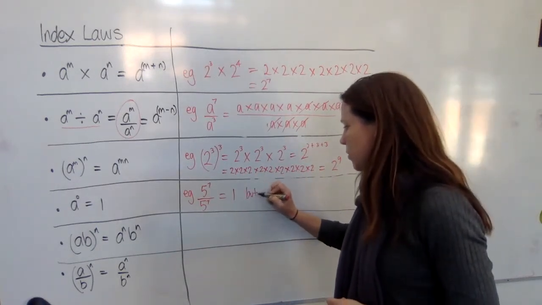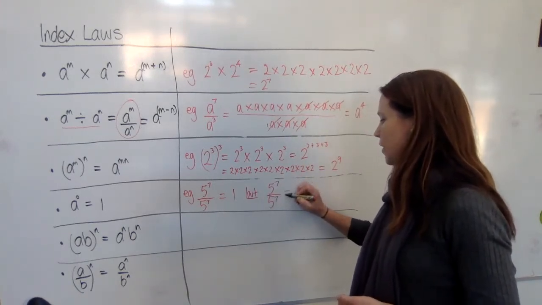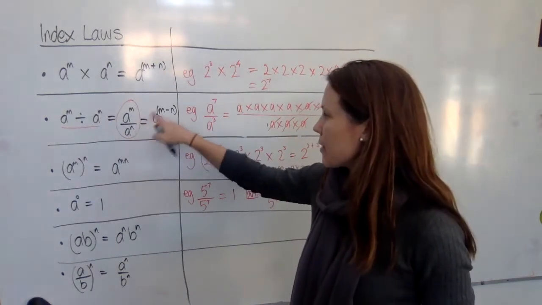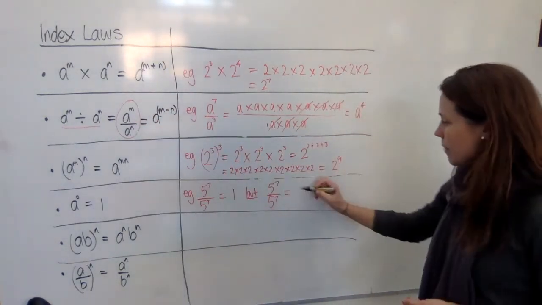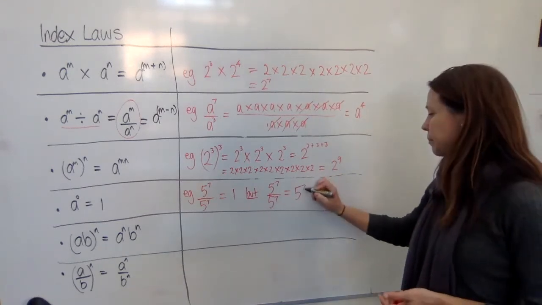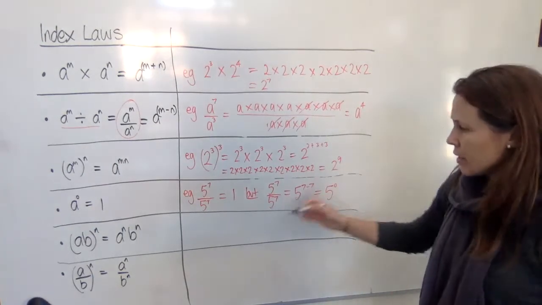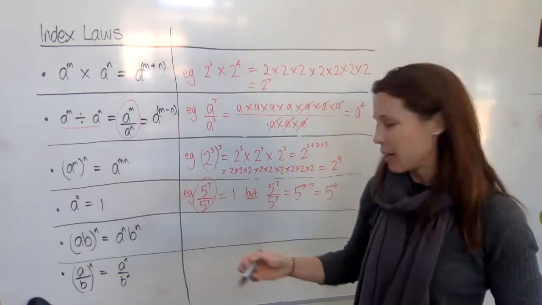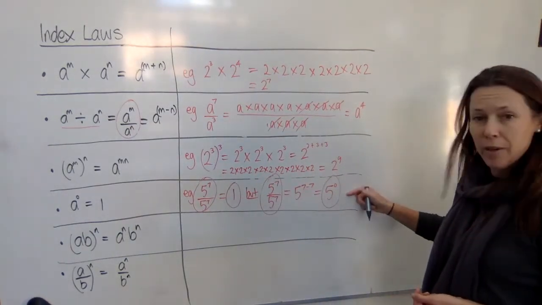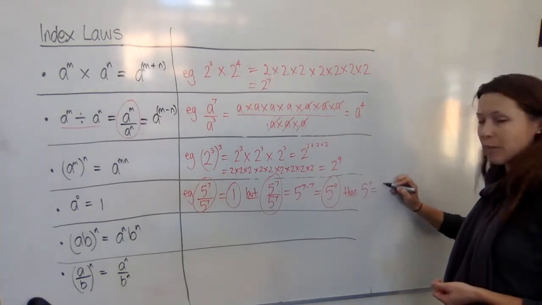So we're going to write that. We also know something else: with 5 to the power of 7 over 5 to the power of 7, we can use this law to say if we're dividing and the bases are the same, we need to subtract the index numbers. So we get 5 to the power of 7 minus 7, don't we? And that's the same thing as 5 to the power of 0. So if this expression equals 1, but it also equals 5 to the power of 0, then we know that 5 to the power of 0 must have been 1.